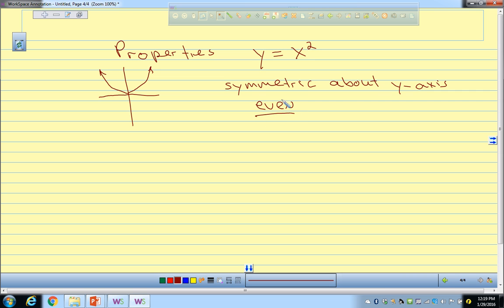And even means that if I plug in negative 3 in here, I get out the same thing as if I plug in positive 3. That also means you have symmetry about the y-axis. So this point 3, 9 is going to correspond over here to negative 3, positive 9.